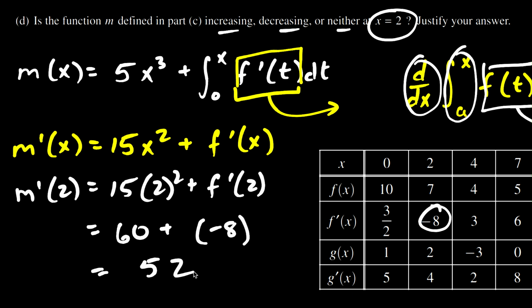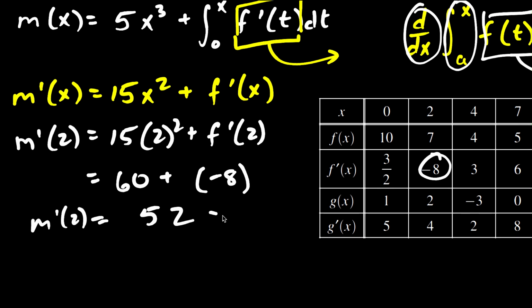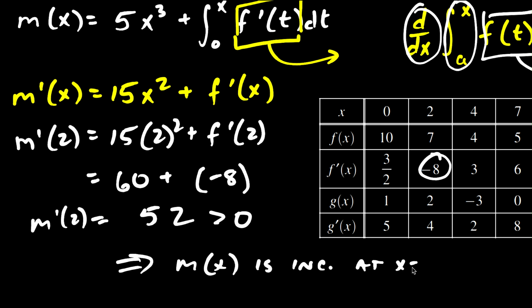52. And again, they want to know if it's increasing or decreasing. So since our derivative is greater than 0, it's a positive value, that implies that m of x is increasing at x equals 2. So again, be careful with your rules. Take your time, write all the steps out, circle what you need, be careful, and you'll be well. So hope that video helped.